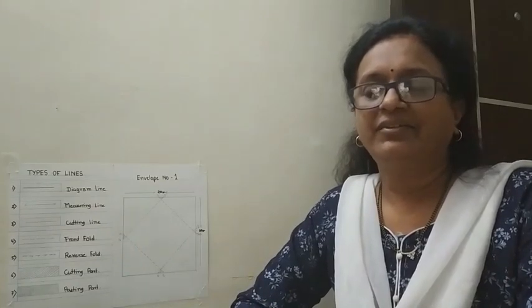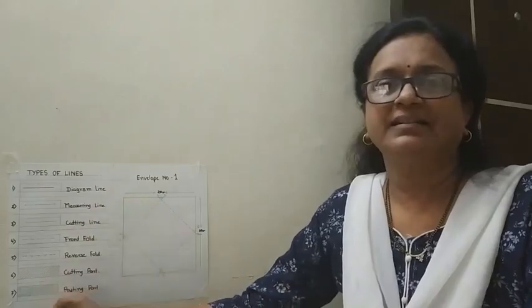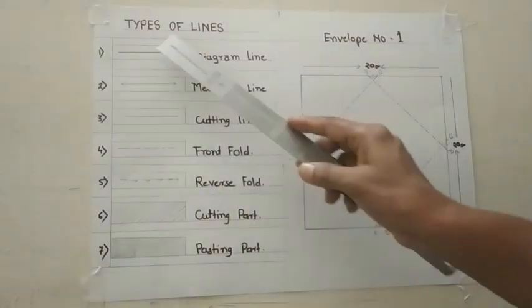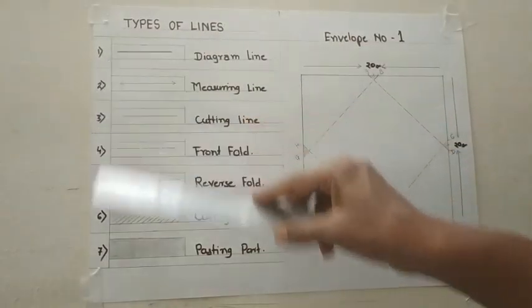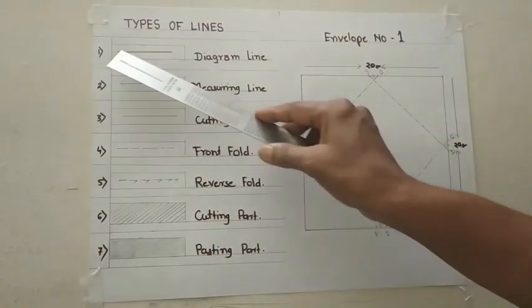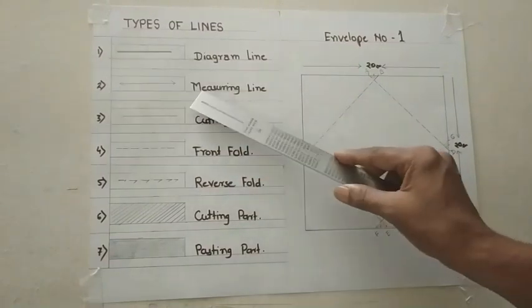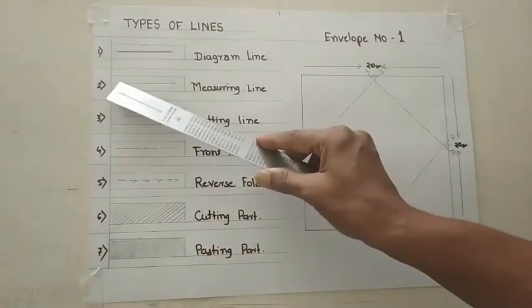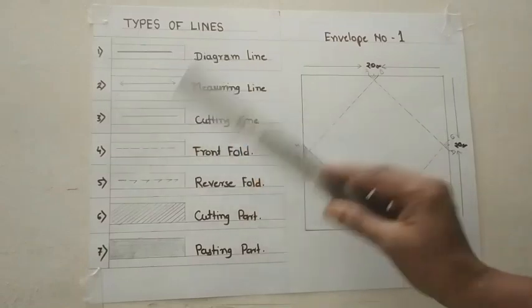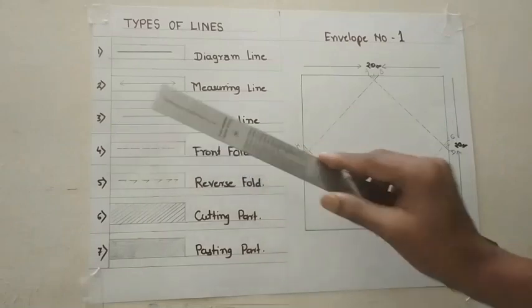Today we are going to learn about types of lines. These are types of lines. Seven types of lines are here. First is the diagram line. This line is a thick line. Second is the measuring line. Both sides have an arrow. Then the cutting line. It is a thin line.